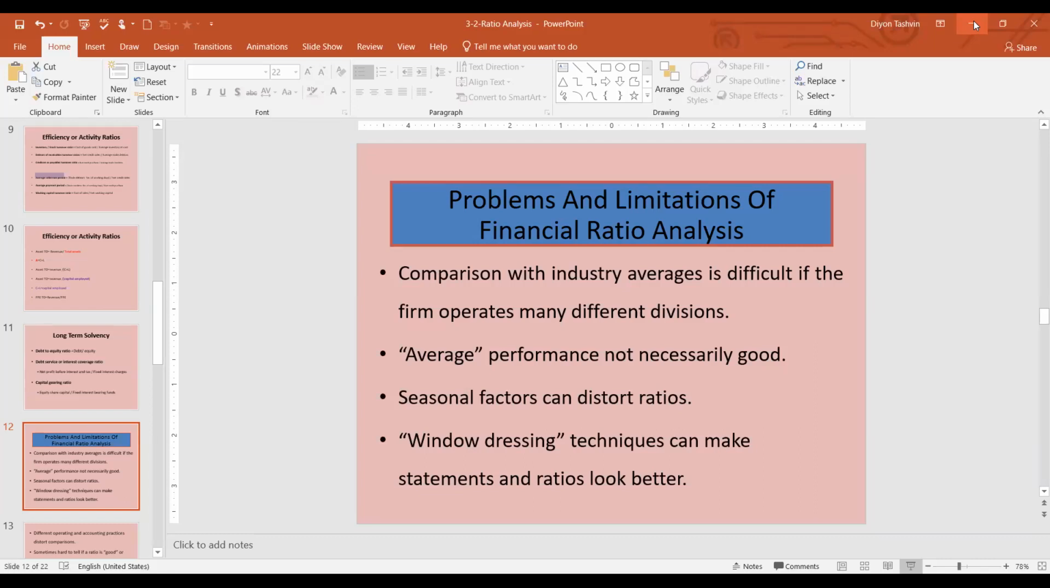This can be seen by looking at the DuPont analysis. So now in FM, you are going to do the DuPont analysis.